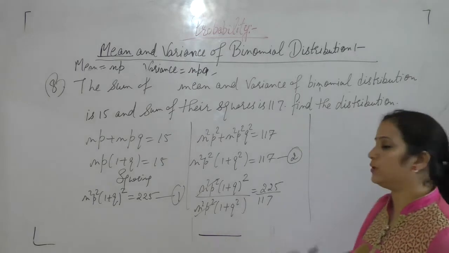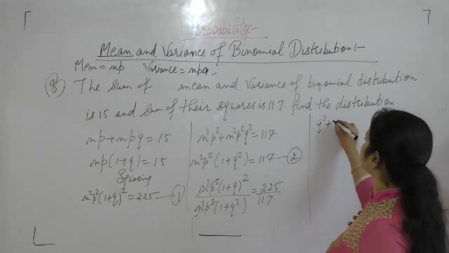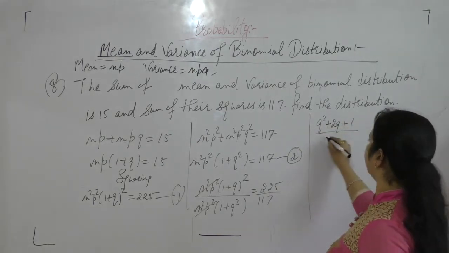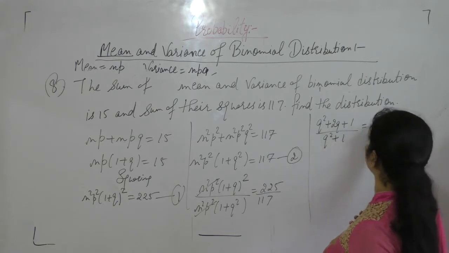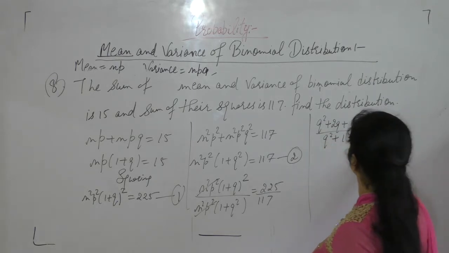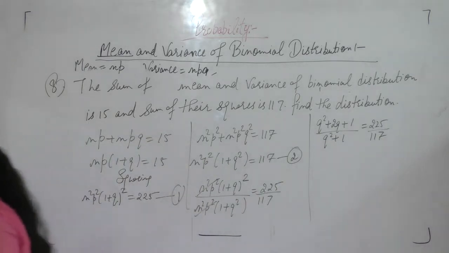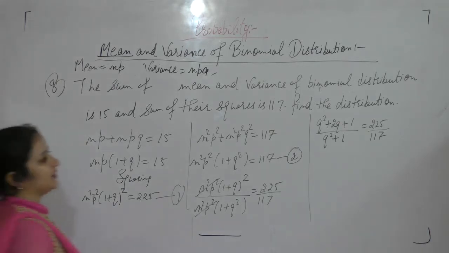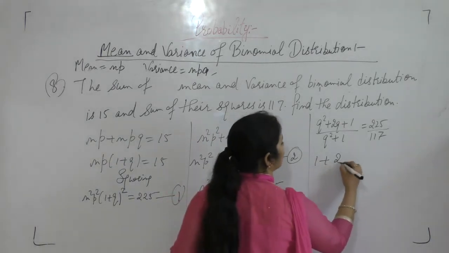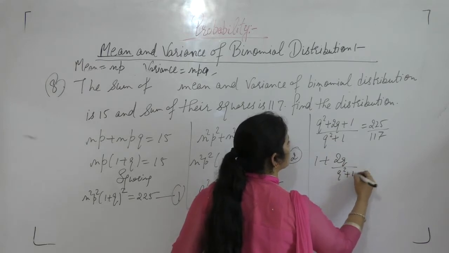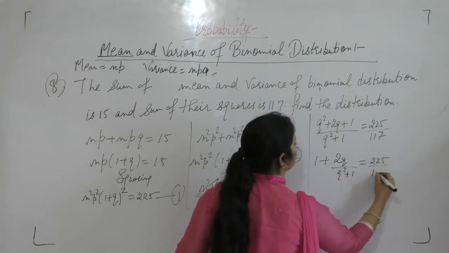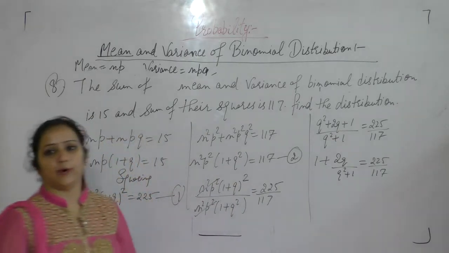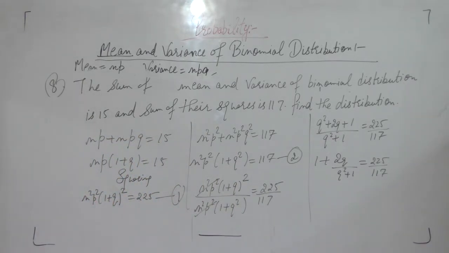a plus b whole square, a square plus b square plus 2ab upon q square plus 1, 225 upon 117. So we get 1 plus 2q upon q square plus 1, 225 upon 117.